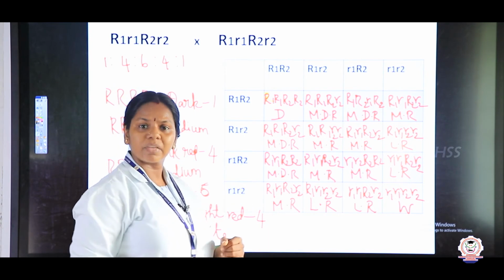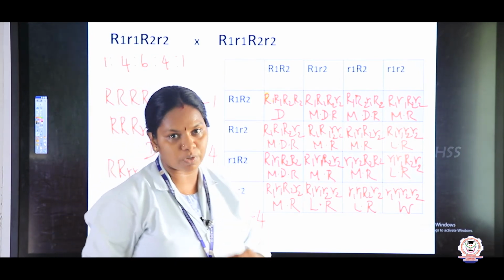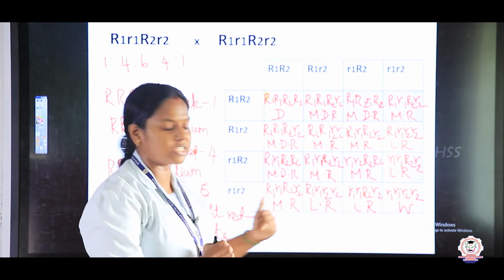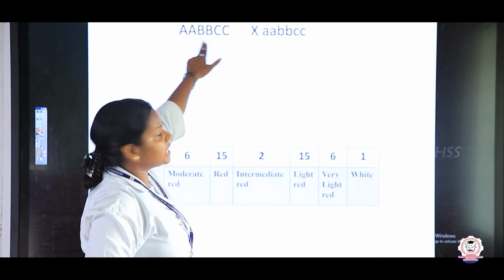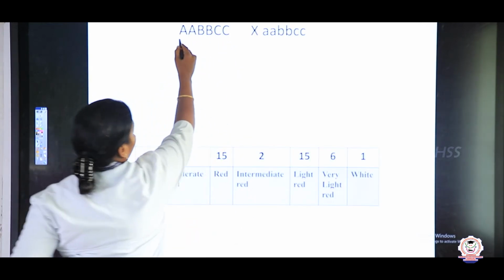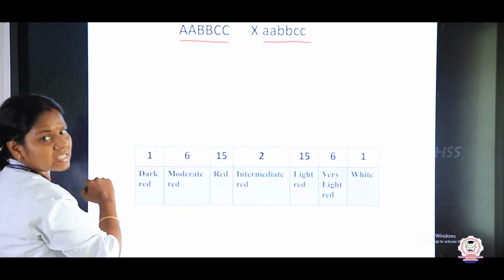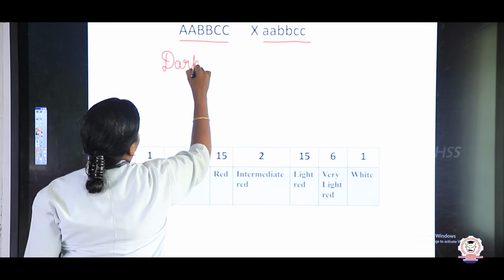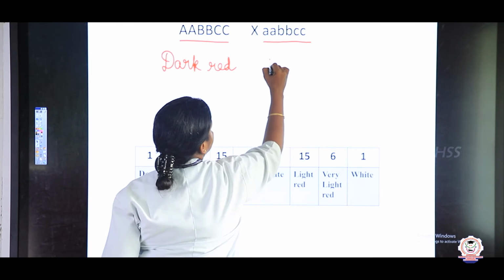And Nilsson-Ehle found out that a third gene is also responsible for the wheat kernel color. So now let us look into the third gene. So now this is the third gene. That's 3 genes present, right? This is a dominant and this is a recessive. And the color of this kernel is dark red, and the color of this kernel is white.